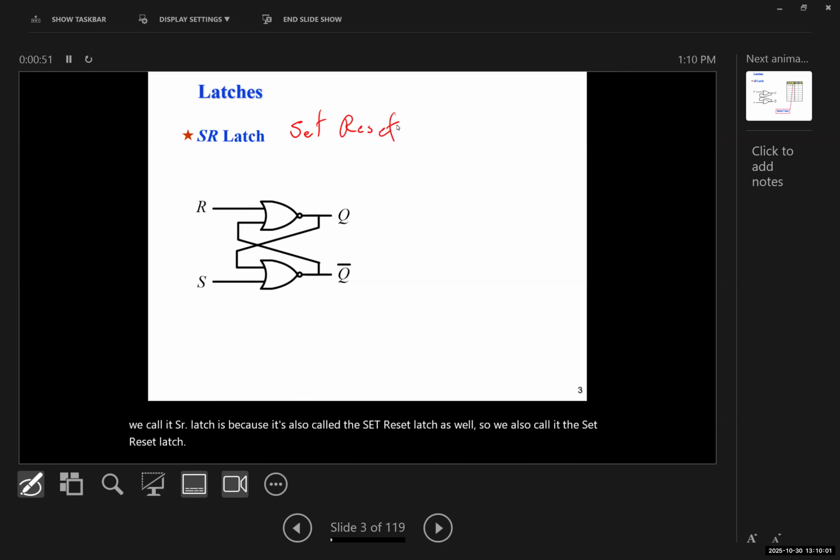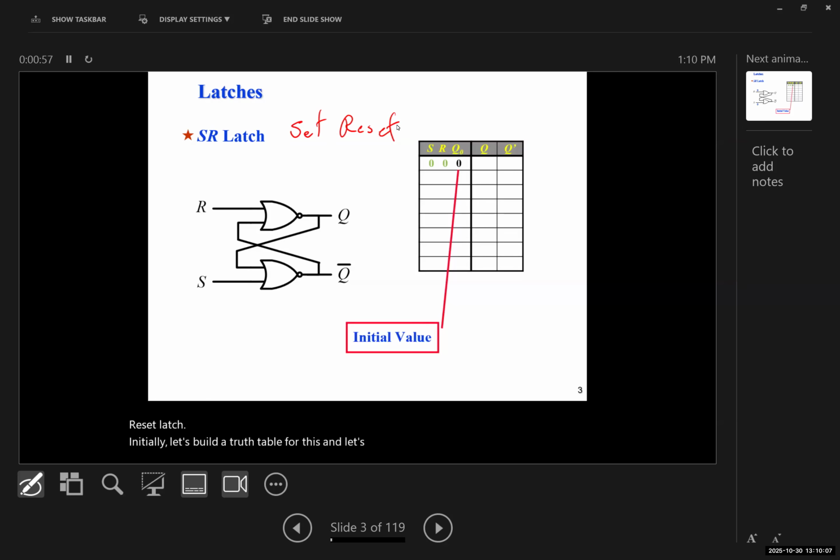Now, initially, let's build a truth table for this. And let's initially assume that Q, the output, is 0. By the way, we have two outputs. We have Q and Q prime. Q and Q prime are the complement of each other. So if Q is 0, Q prime must be 1.